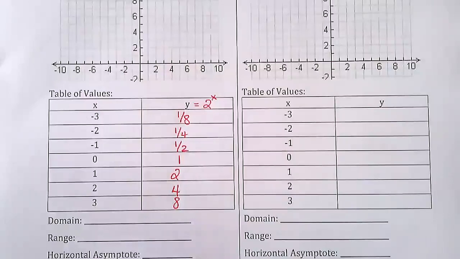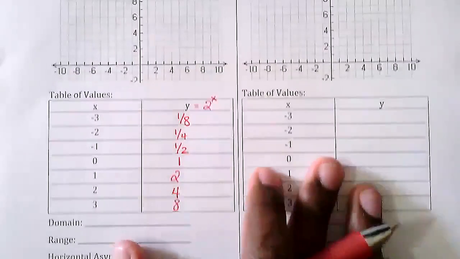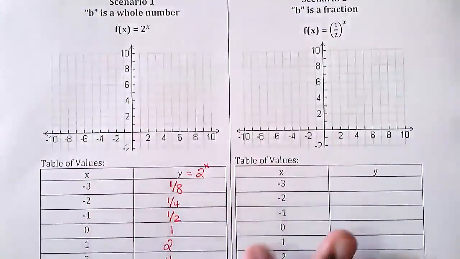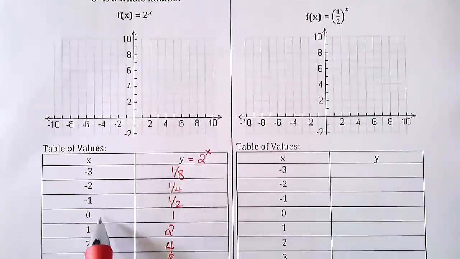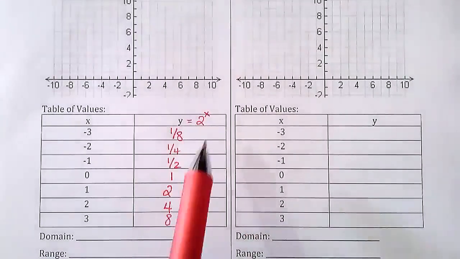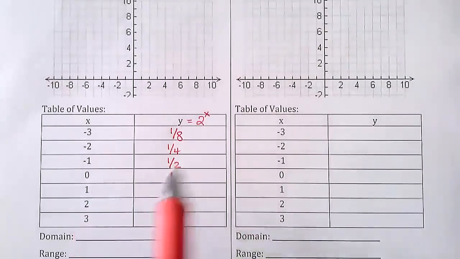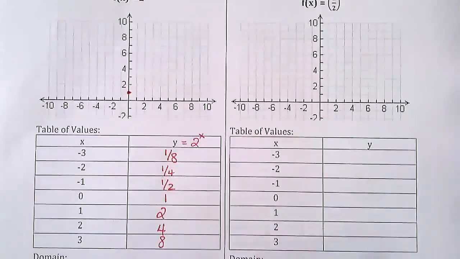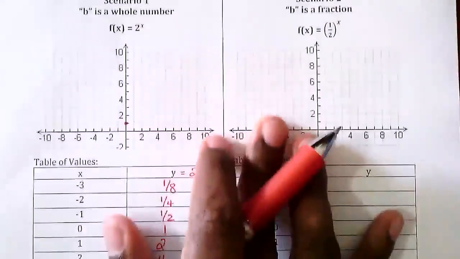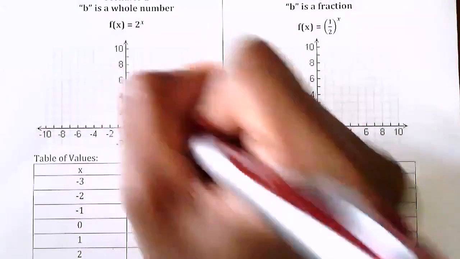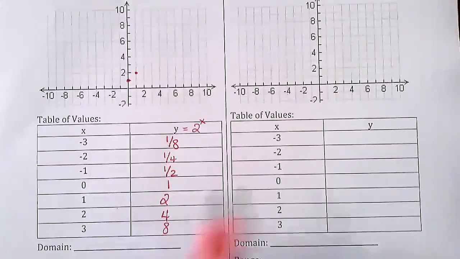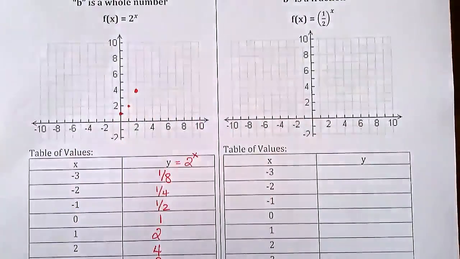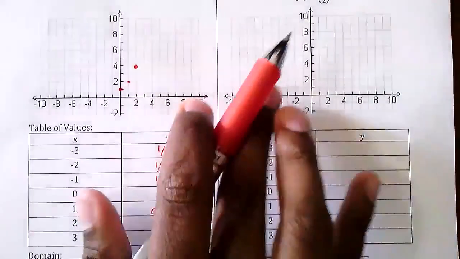So based on this table of values, let's plug them in. Okay, so we have -3, 1/8. Okay, that's kind of hard. Let's start with 0. These whole numbers are easier to see, and then let's deal with the fraction. So when x is 0, y is 1. When x is 1, y is 2. When x is 2, y is 4. And here, when x is 3, y is 8.